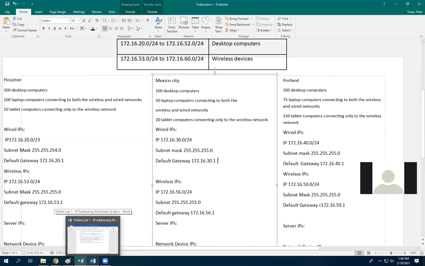So, you've got two Class C's there for Portland, right? You've got the 40 net for wired, and the 59 net for wireless. That's 254 usable addresses, which covers your 225 laptops and tablets. So you are getting close to that upper bound with the wireless, it looks like. Yeah, a little bit. It's getting close.